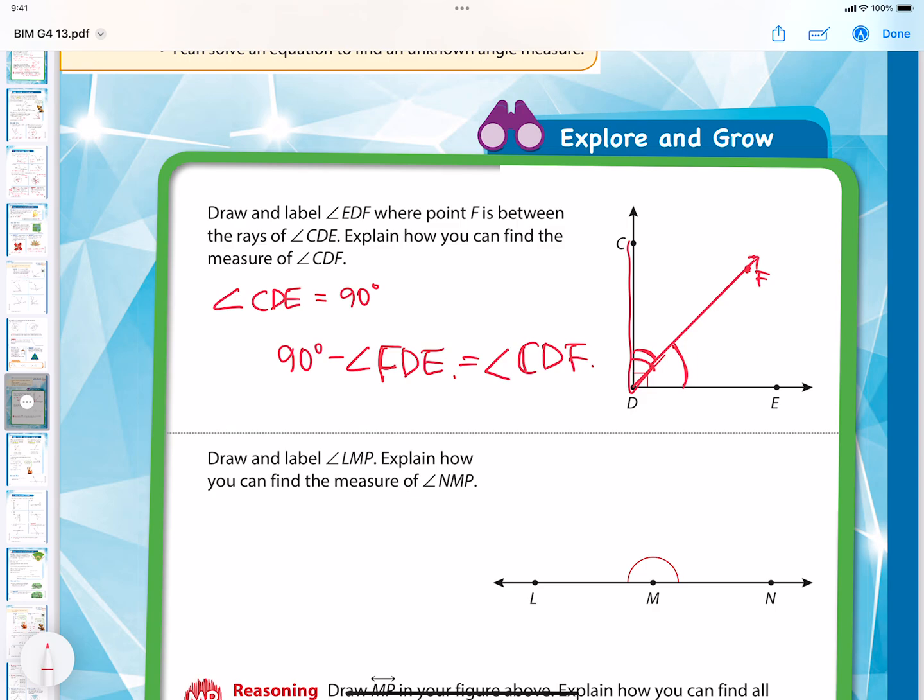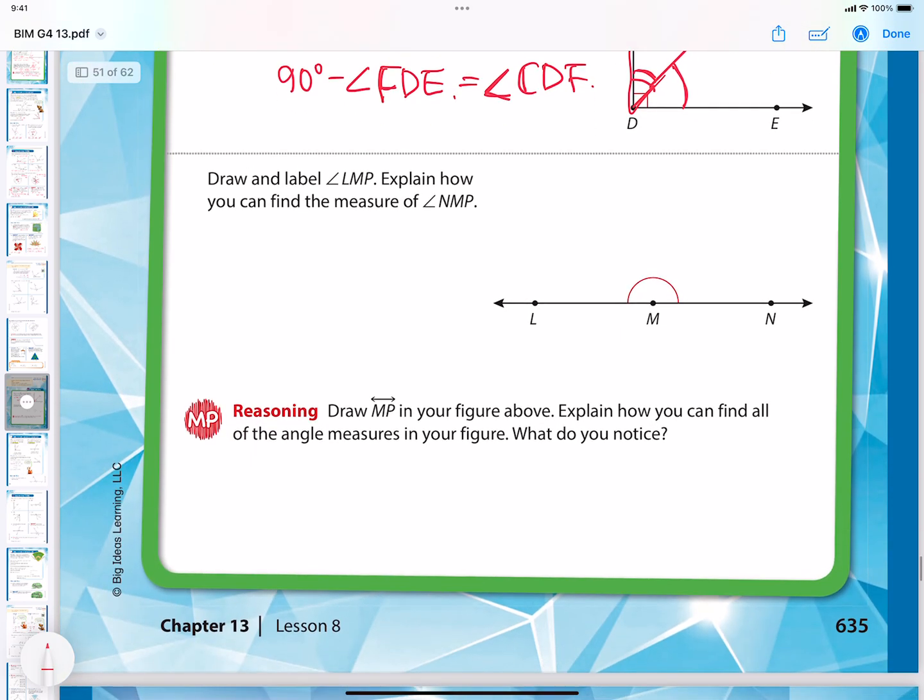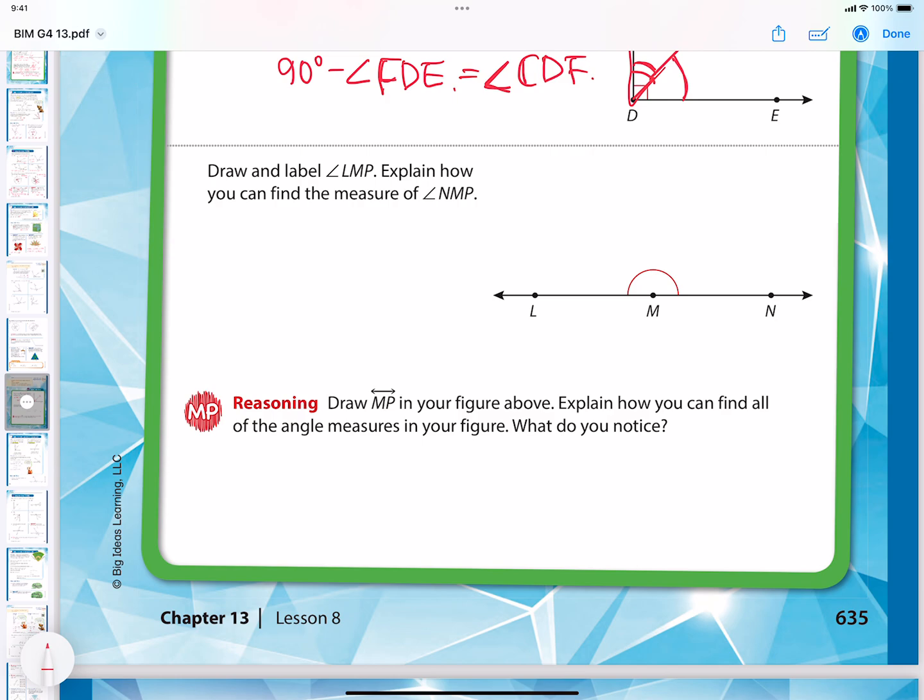Alright, please understand difference, right? That's all about it today again. But you are going to subtract more, okay, today. Alright, draw and label angle LMP. We don't have P, so I'm going to just draw this angle P here.